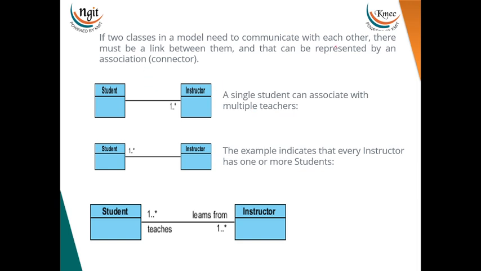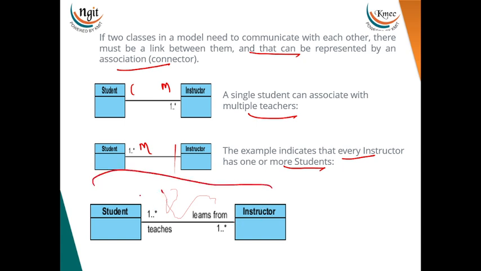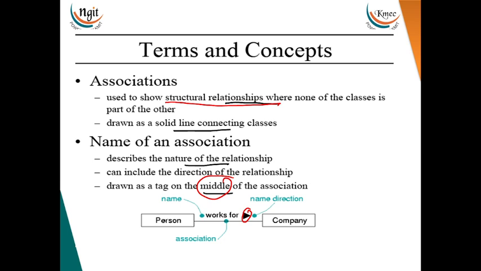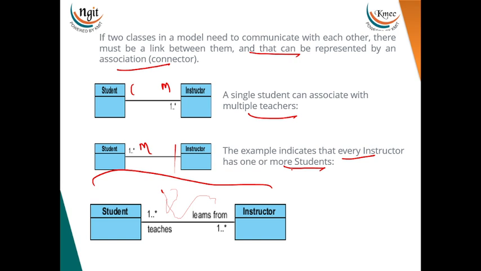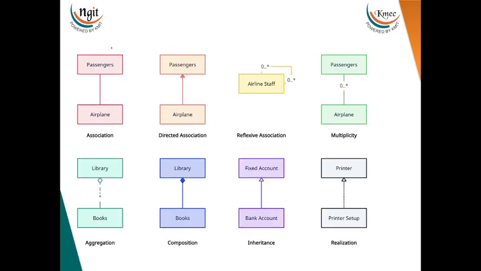Two class models communicate with each other. The link between them can be represented by an association or connector. A single student can be associated with multiple teachers, or this example indicates every instructor has one or more students. This is one to many, many to one, and sorry, this is student to teacher. What do you mean by this one? Say, student learns. This is also a part of this one. Correct? Now, these are all examples.